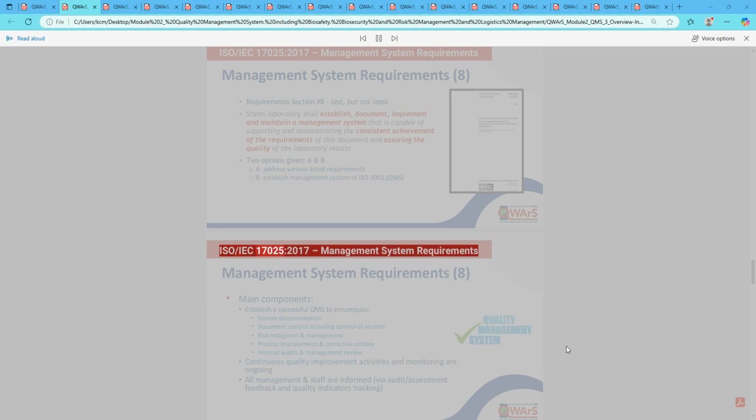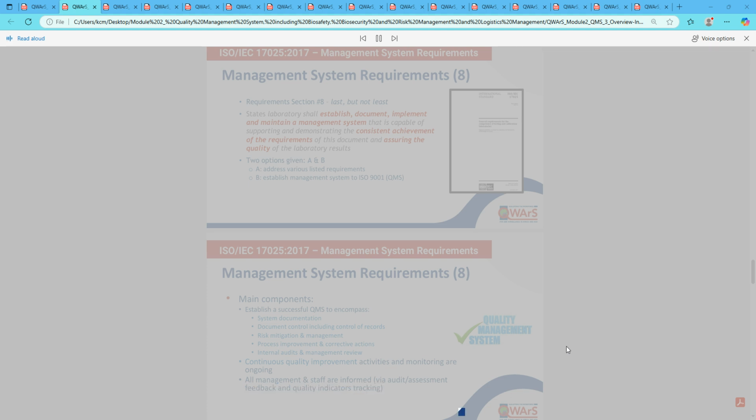ISO/IEC 17025:2017 Management System Requirements, Clause 8. Main components: establish a successful QMS to encompass system documentation, document control including control of records, risk mitigation and management, process improvement and corrective actions, internal audits and management review, and continuous quality improvement activities and monitoring that are ongoing. All management and staff are informed via audit/assessment, feedback, and quality indicators tracking.